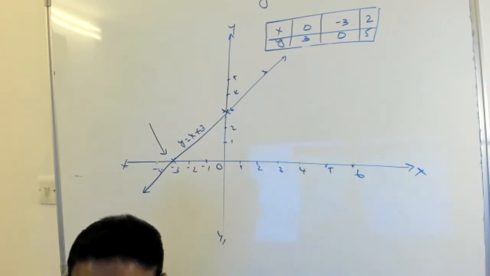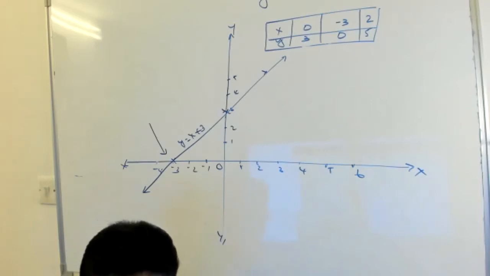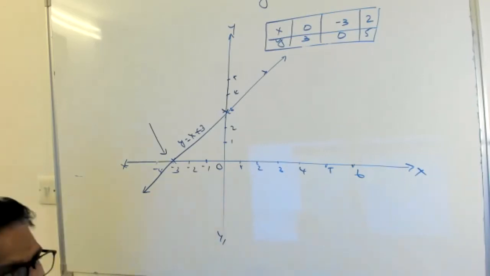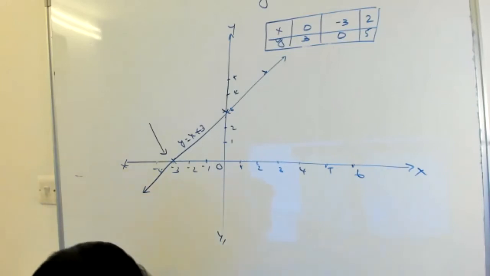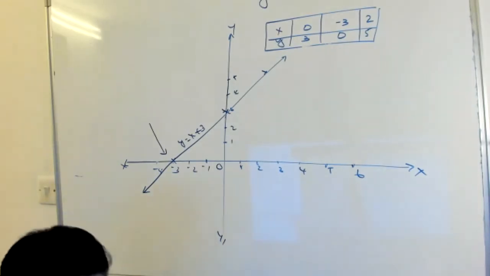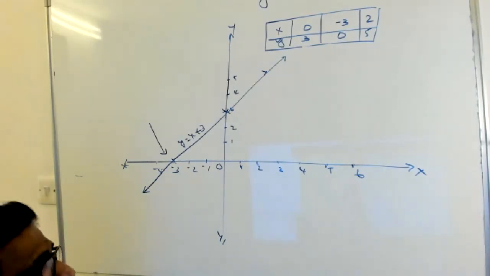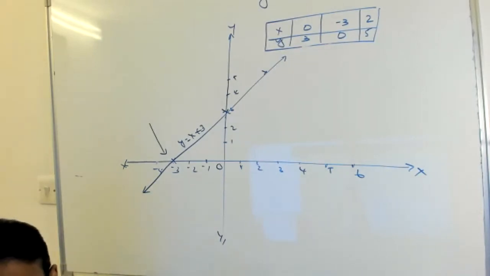Where the graph of y equal to x plus 3 intersects the x-axis. Where the line intersects the x-axis, that x coordinate is called the 0. Clear or not?